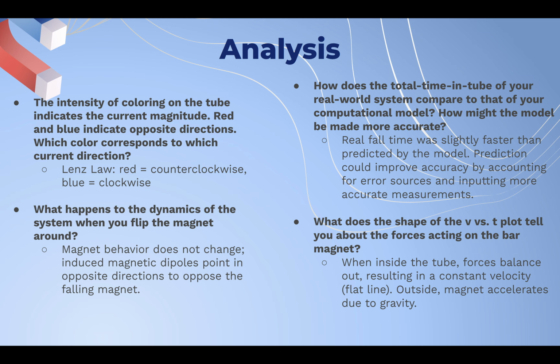So what does the shape of the V versus T plot tell you about the forces? Well, inside the tube, forces balance out, resulting in a constant velocity, as we saw earlier in the purple region with a flat line. Outside, our magnet simply accelerates due to gravity.